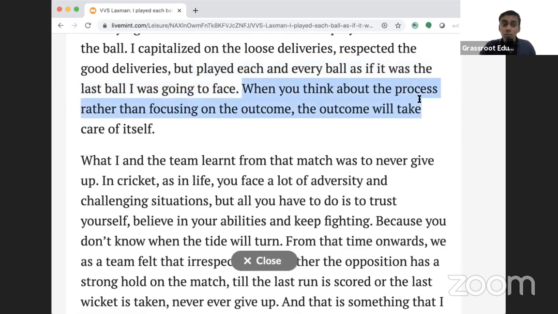When you think about the process rather than focusing on the outcome, the outcome will take care of itself. So get the process right. That's what he says. Get the process right. Outcome will anyway come for you. But get the process right.